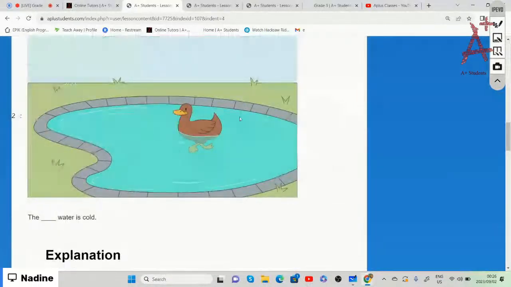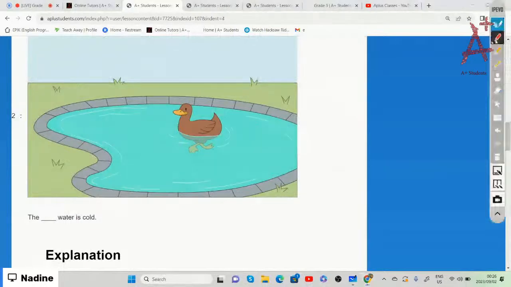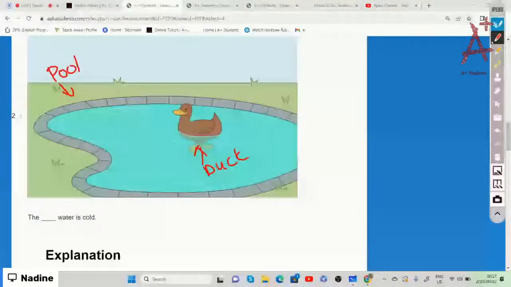All right, so now if we look at the picture, we have a little duck. And where is the duck swimming? He's swimming in a pool, cooling off in the pool. So the what water is cold? Is it the duck's water is cold? The pool's water is cold? Or what is cold?